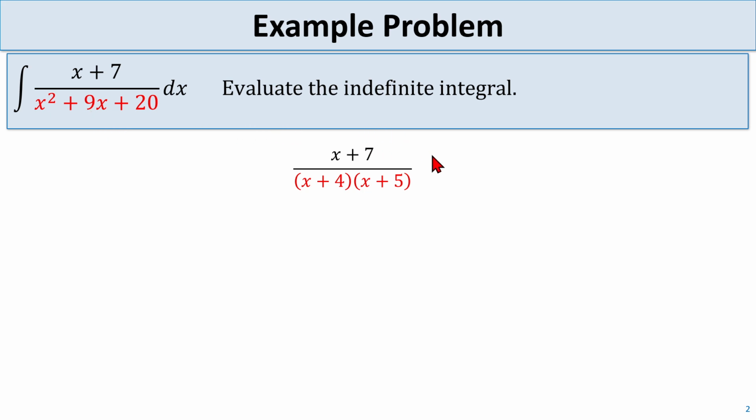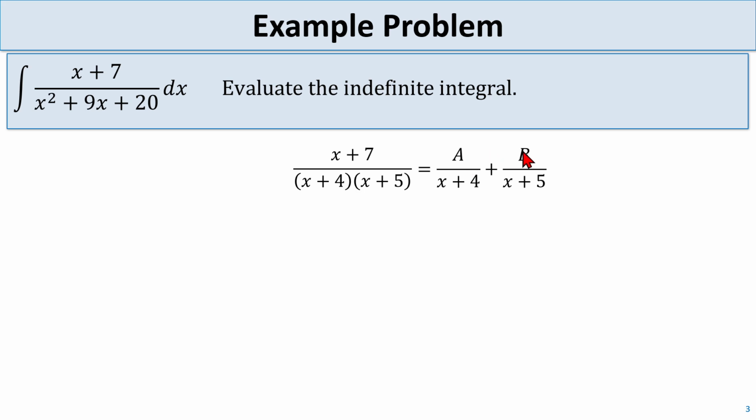The next thing that I want to do is the actual partial fractions aspect of this problem. I'm going to split up this fraction into two fractions, the sum of A over (x + 4) and B over (x + 5). Right now, these A and B are placeholders for numbers that we don't know, and so they're called undetermined coefficients.